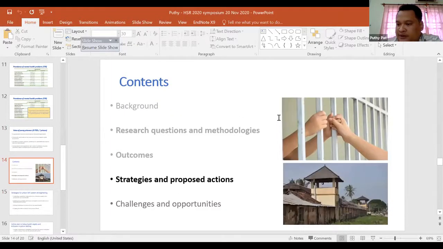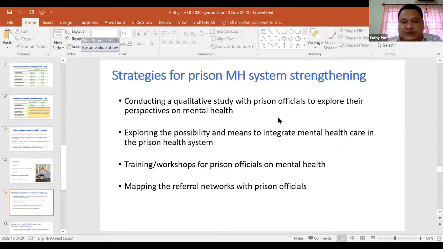So after we found our outcomes in our mixed method study, we also have strategies and proposed actions to go forward. Our strategies to integrate a prison mental health system: we already conducted a qualitative study with the prison officials. In order to include mental health services, if we just study the young prisoners, it might not be possible. So we also conducted a focus group discussion with the prison authority to explore their view on mental health and to find the possibility and also the modes to integrate mental health care in the prison setting.